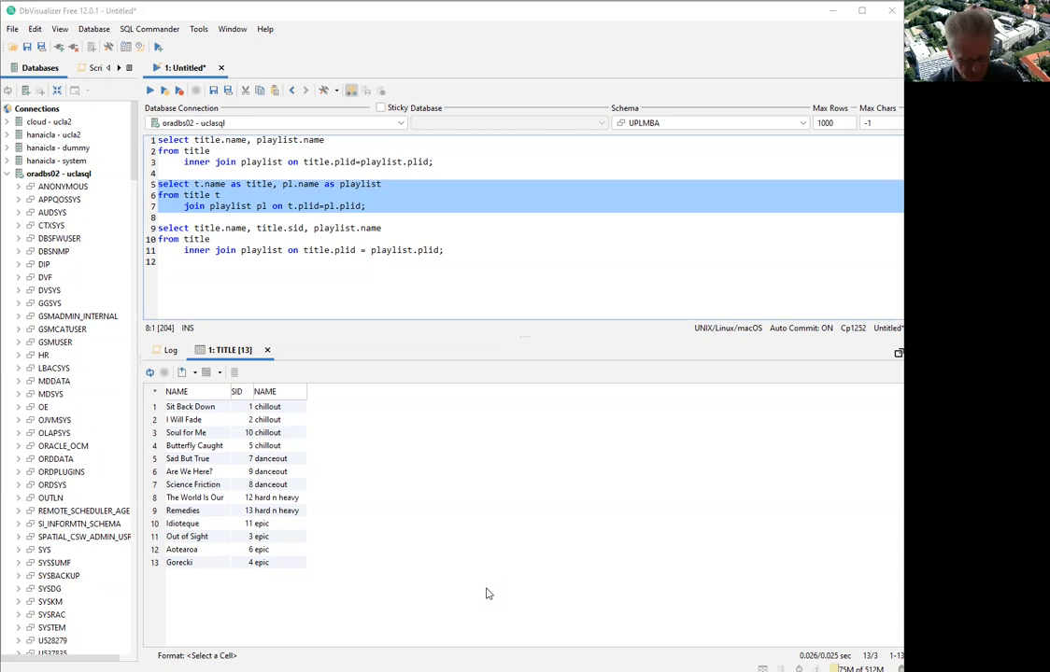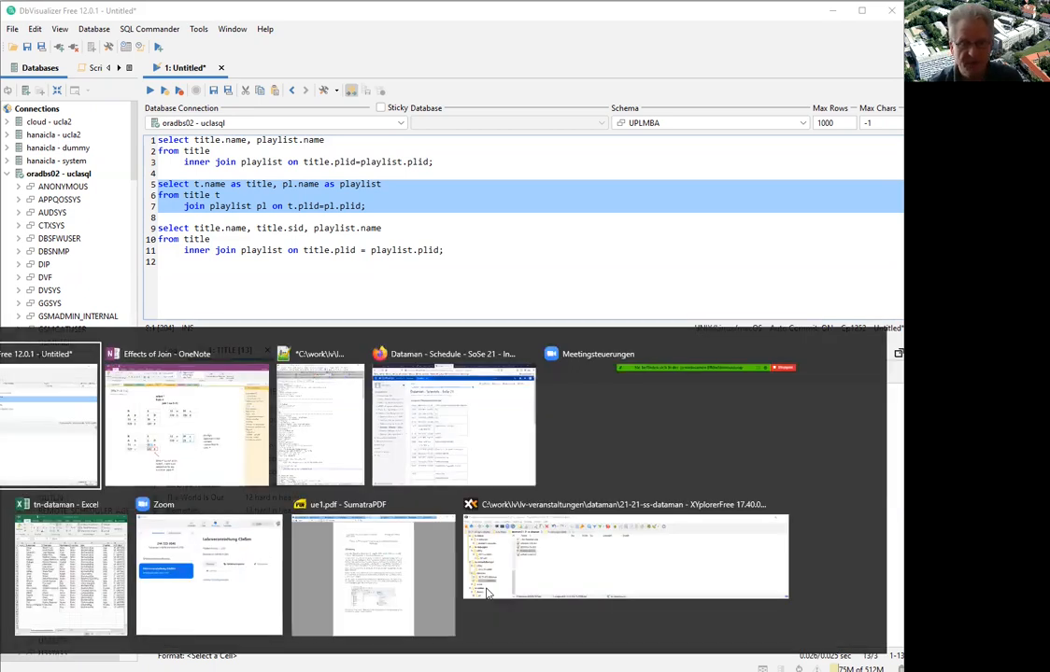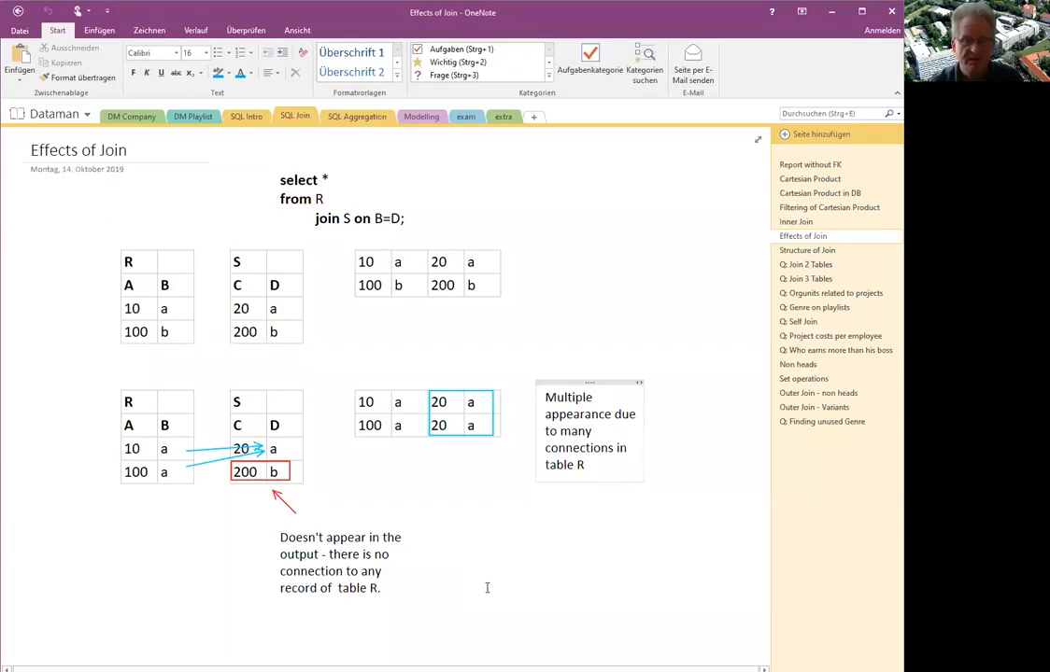Okay, so let's talk. Now let's dive a little bit deeper into the effects of the join here, and I have provided an abstract view here in order to look a little bit closer at it.